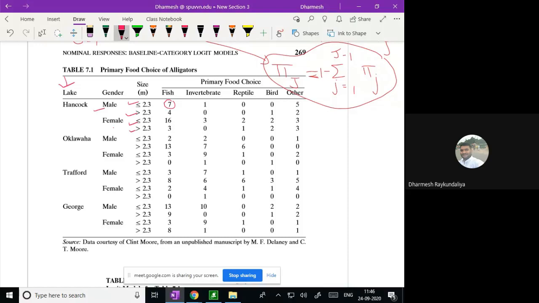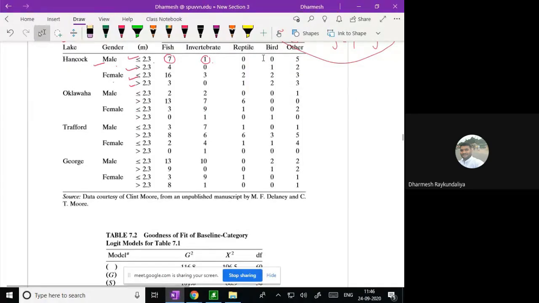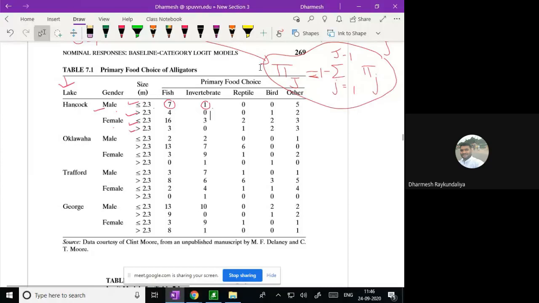7. Okay, so what is the meaning of that? Invertebrate: the alligators which they have captured from Hancock Lake, which are male and whose size is small, and their primary food choice is invertebrate. How many such? There is 1 alligator. Likewise, this is where they have the data. Now if this kind of data is given to you, these are nothing but the frequencies. So it is nothing but a contingency table that is given to you.